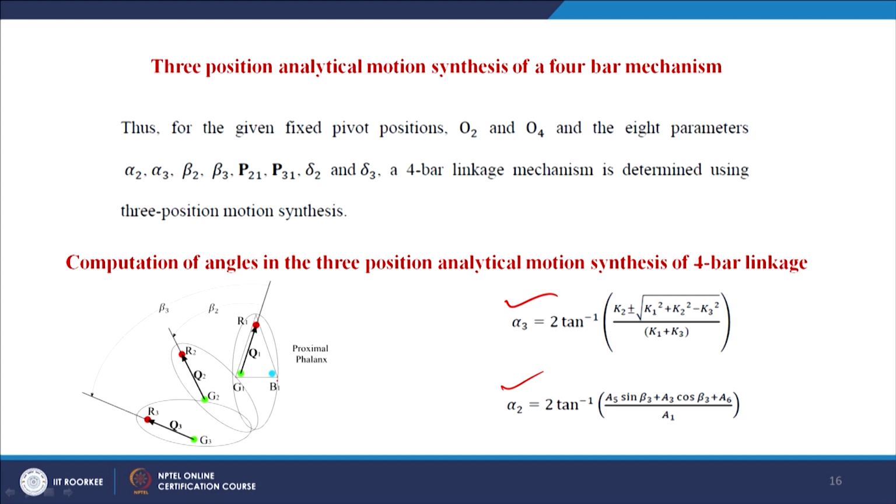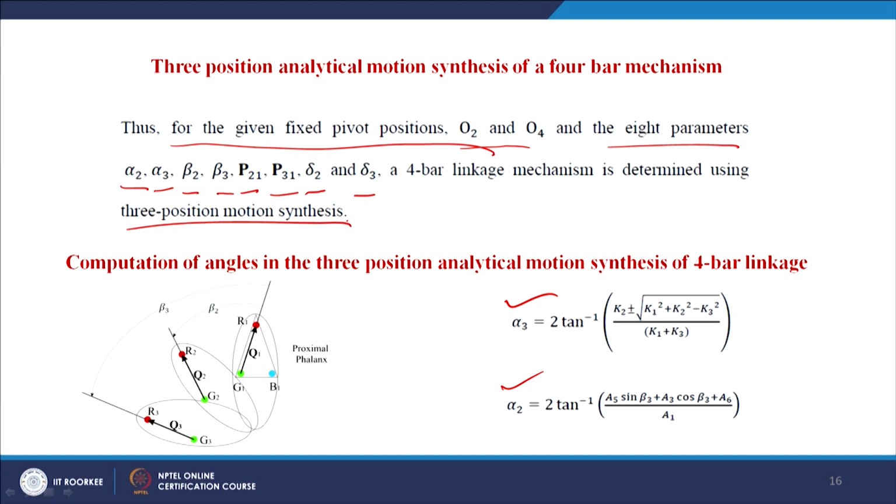That is why we have taken the marker in the form of a triangle with 3 marker points, red, green and blue. So, having solved the right diode magnitude and angles and the left diode magnitude and angles for the given fixed pivot points, that is O2 and O4, and the 8 parameters, that is alpha 2, alpha 3, beta 2, beta 3, P21 vector, P31 vector and the angles delta 2 and delta 3, a 4-bar linkage mechanism can be determined using the 3 position motion synthesis methodology.